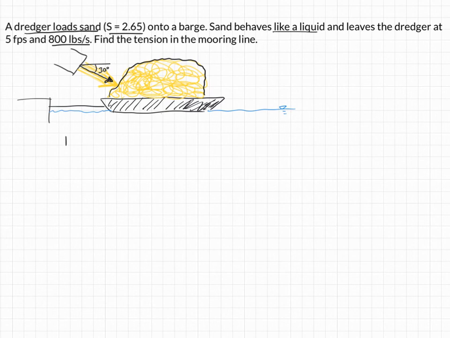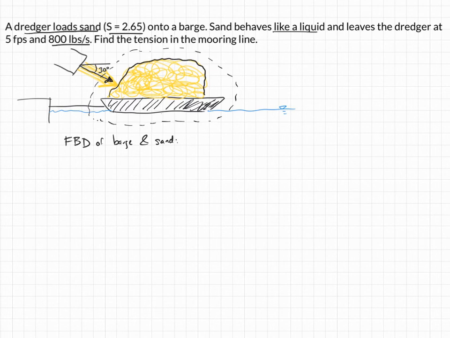So we know we're going to use the momentum equation, and I want to do the free body diagram, and I want the free body diagram to include the thing that I'm solving for. So I'm going to draw a little dotted line like this, and this is going to be the thing that I'm going to draw a free body diagram of. It looks like I'm kind of drawing the barge and sand.